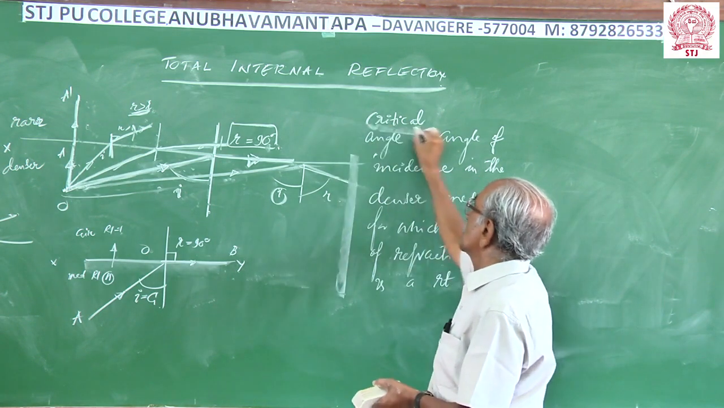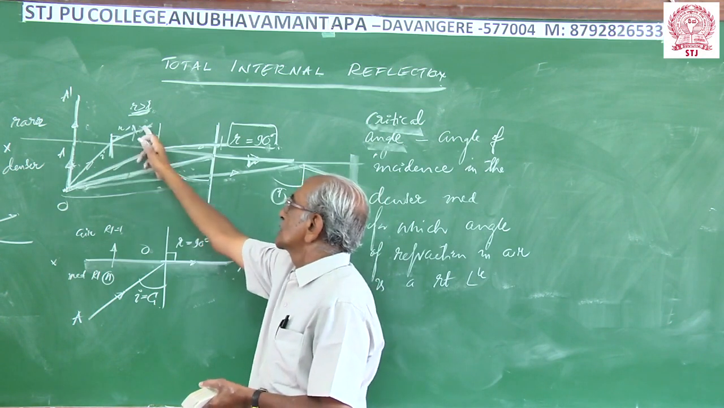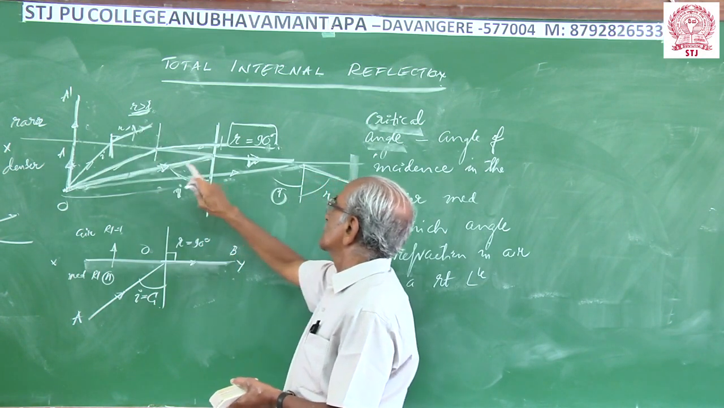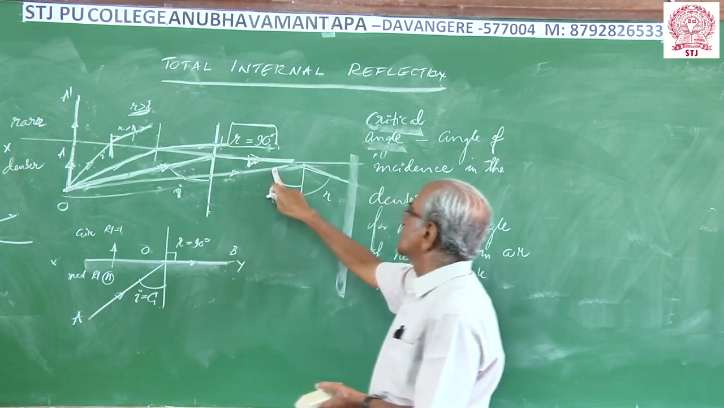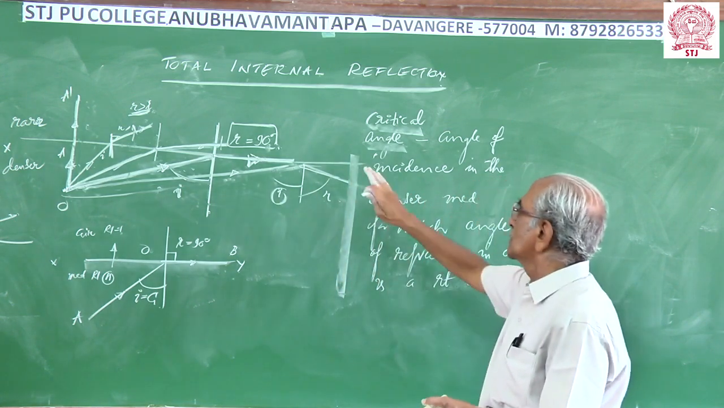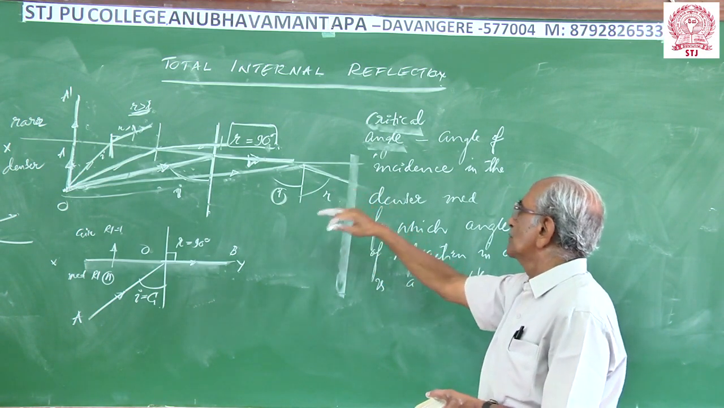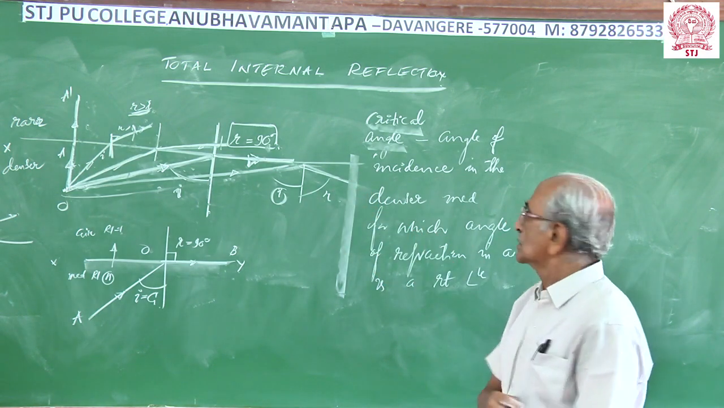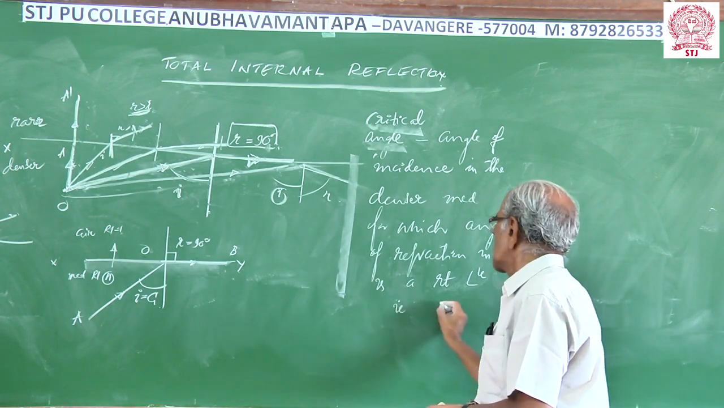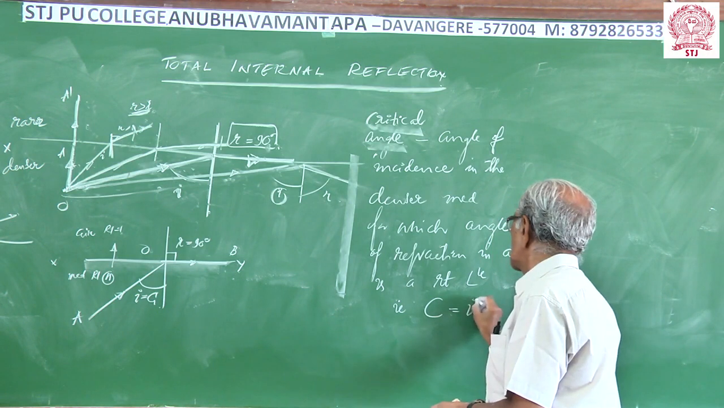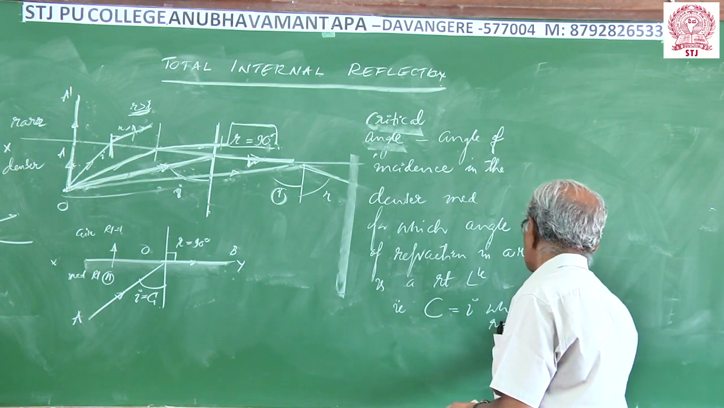Now it is critical because below this angle there is both reflection and refraction. Beyond this angle, there is no refraction, only reflection. So within that, there is refraction. Beyond that, there is no refraction. So that is why it is called critical. Now critical angle is the angle of incidence when R is a right angle.